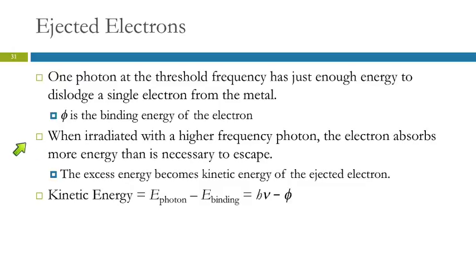If we irradiate the metal with higher energy photons, they also have enough energy to kick out the electrons. But the electron also gets more energy because it's got to absorb all the energy of the photon. So it has enough to get out, and what happens to the extra energy? It's kinetic energy of the electron. So the kinetic energy of the electron is the energy of the photon minus the binding energy.